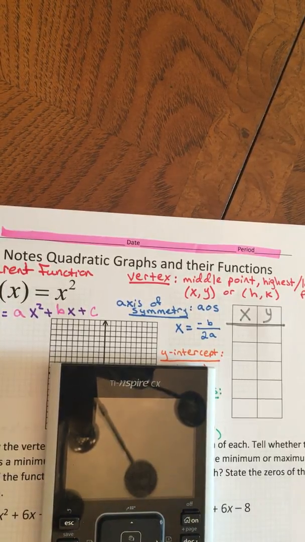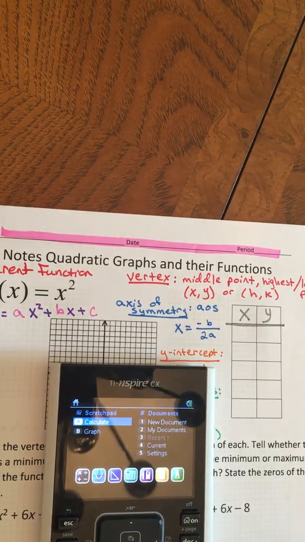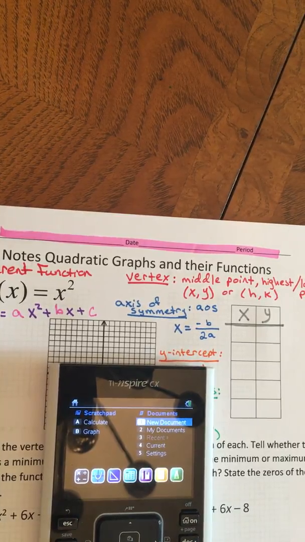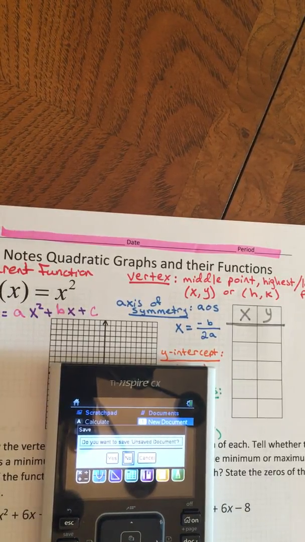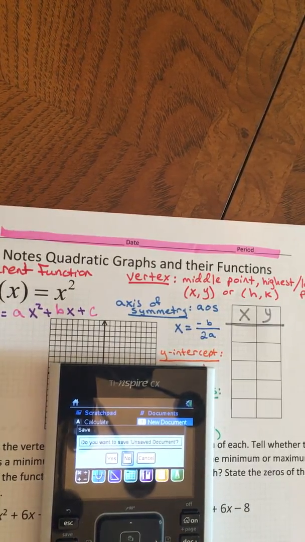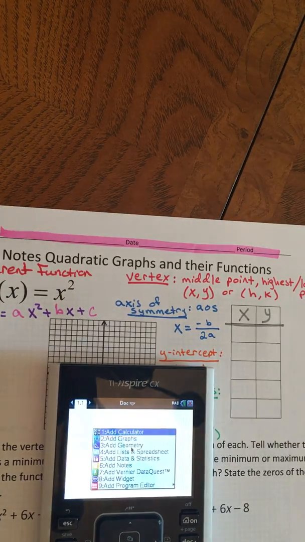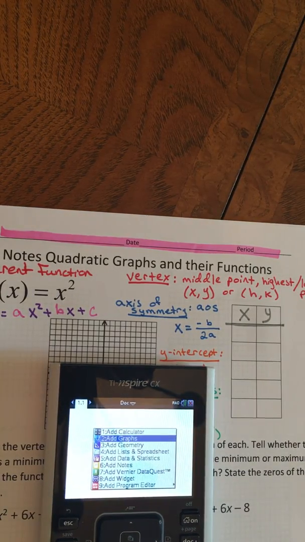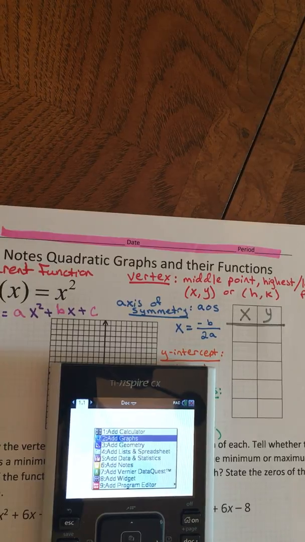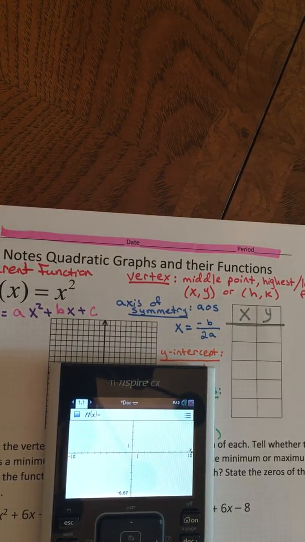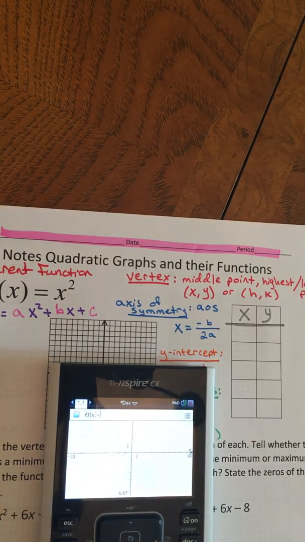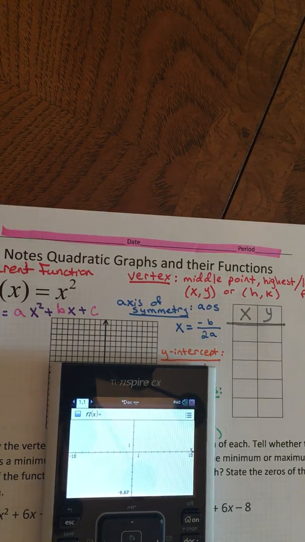So let's turn on our calculator. Always go to a new document. New documents help very, very much. Push enter. It asks you to save. The answer is no, never. And we are going to find a graph. So here on our graph, where it is blinking, we're going to type in our function x squared.